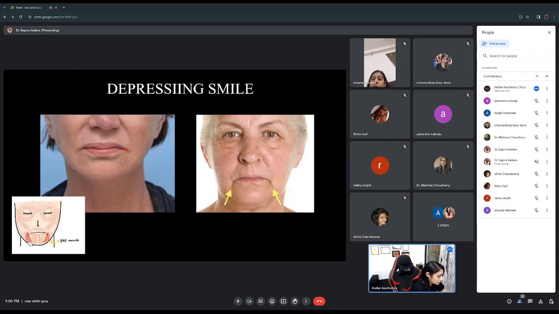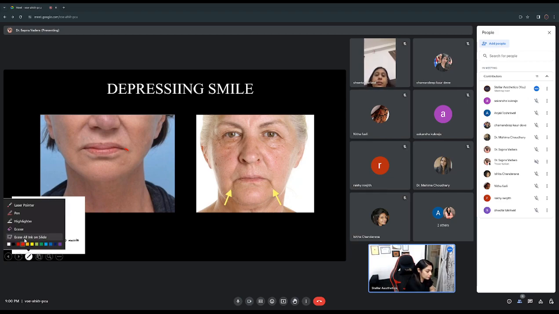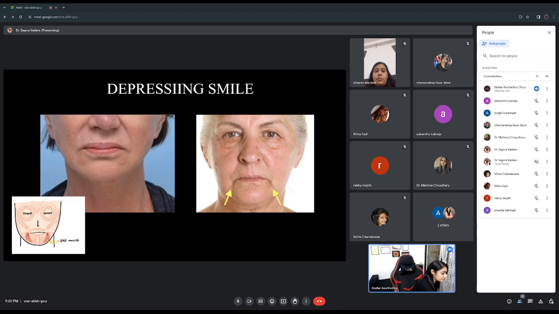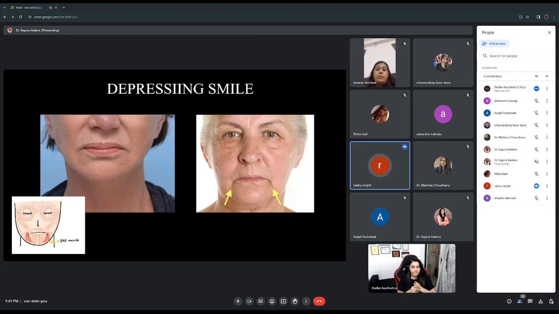There is one more difference in these two pictures. Can someone tell me what is the difference? One more difference in the two pictures, apart from the sadness of the smile. Can someone tell me? Anyone? In one patient the smile is less sad, and in the second patient the smile is more sad. What else is the difference? Corners of the lips are more inside. Okay, that is one thing. What else?